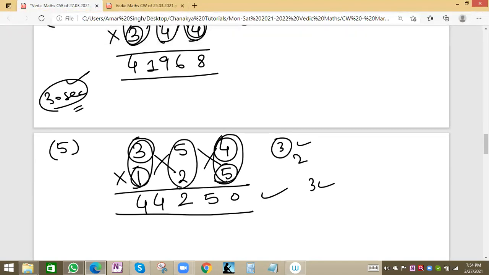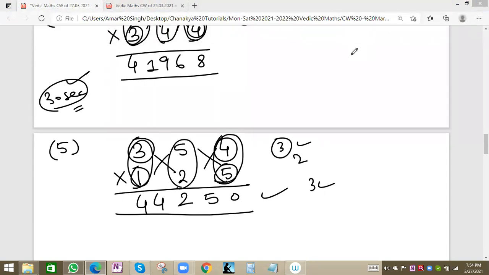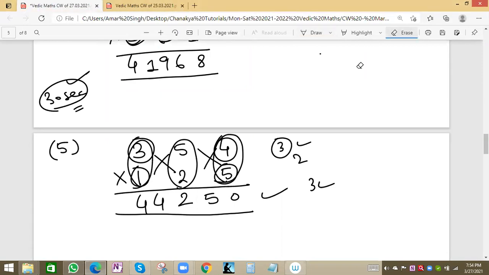So most of you are getting 44,250. Others can try. Sir, are we going to leave the 2? We are not going to count the 2. Which two? These two? The carry 2, sir. Carry 2 will be added. No, one second. Let me show you.